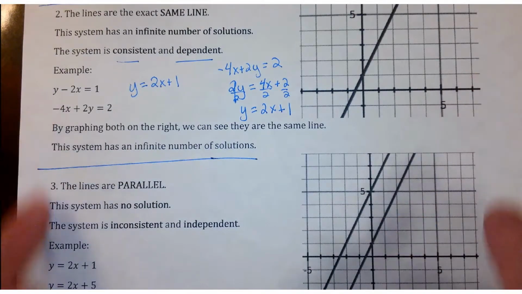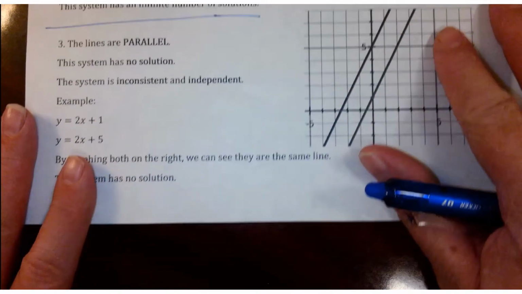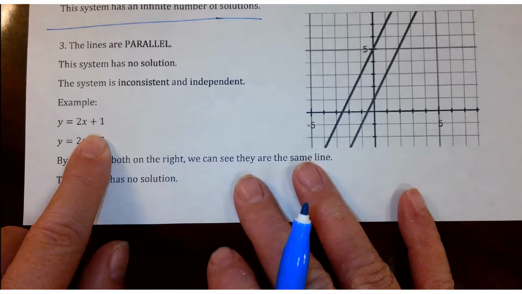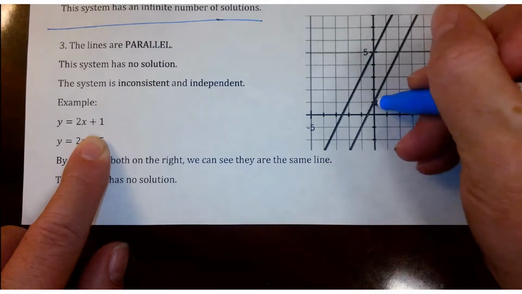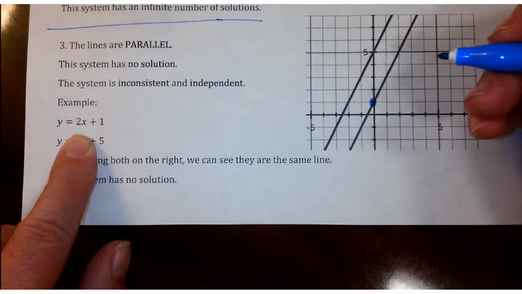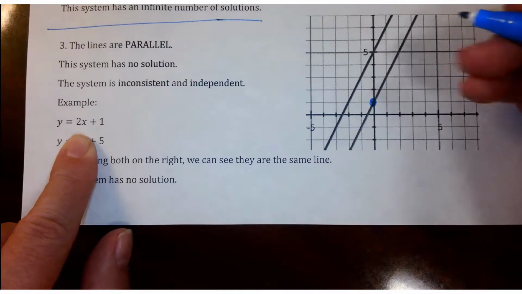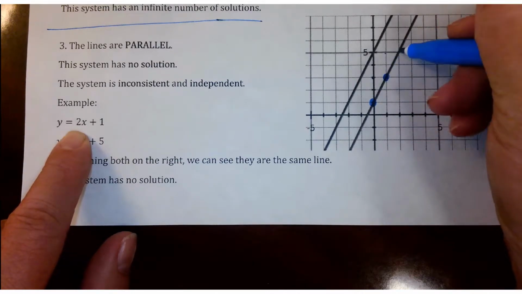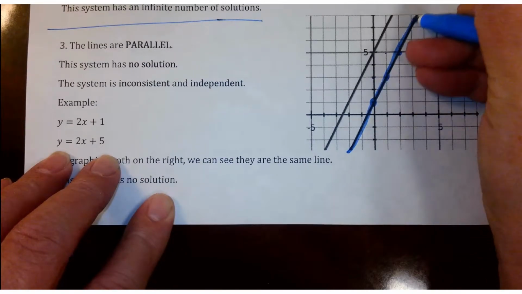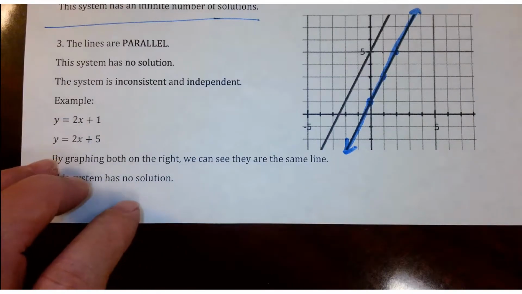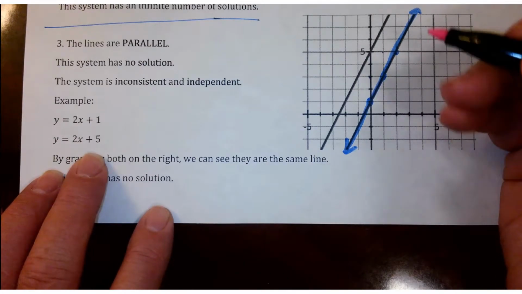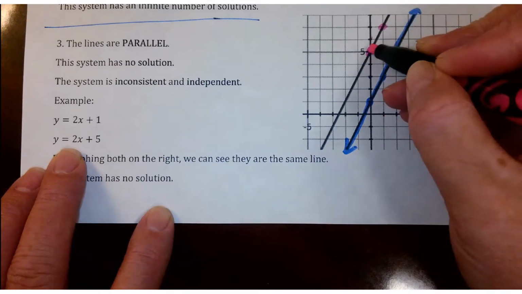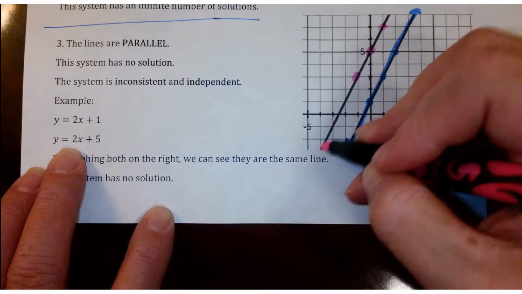So let's look at our last case. The last case is if these two lines are parallel. Let's graph these again. I've got the y-intercept of (0, 1). Rise 2, right 1, so this is 2 over 1 for the slope. I'm going to rise 2, right 1, rise 2, right 1, so I end up getting this line. Then this one has y-intercept (0, 5). Slope, rise 2, right 1. I could also go down 2, left 1. I would get this line.